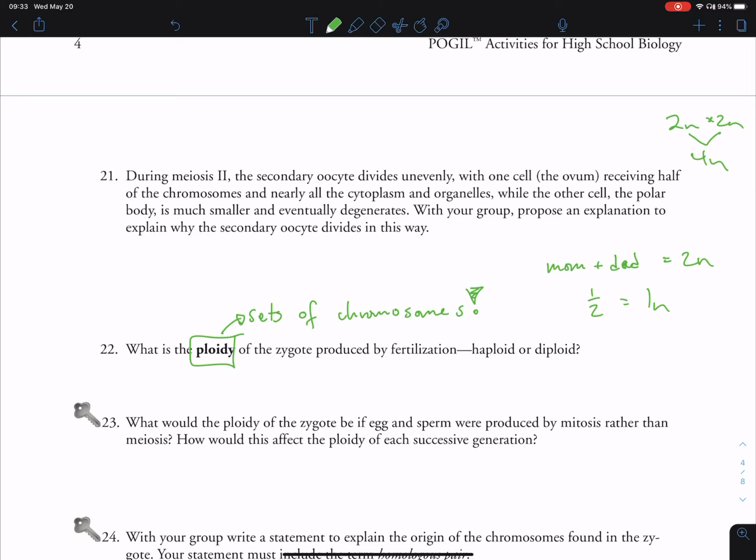And then what if that 4N matched with another 4N? Now all of a sudden you have 8N, and so on and so on. So this meiosis process is to prevent all this chaos with chromosomes so that we always, as individuals, have 2N, 1 set from mom, 1 set from dad.